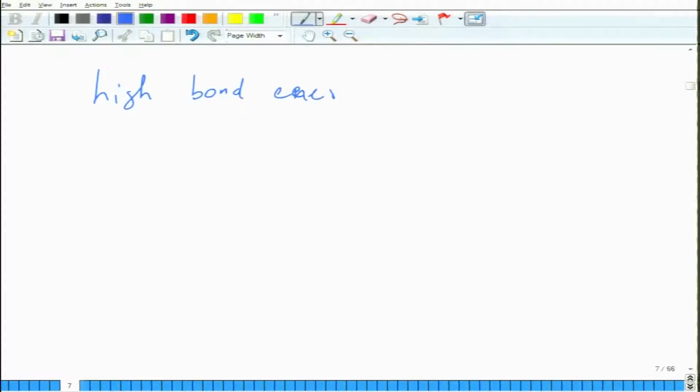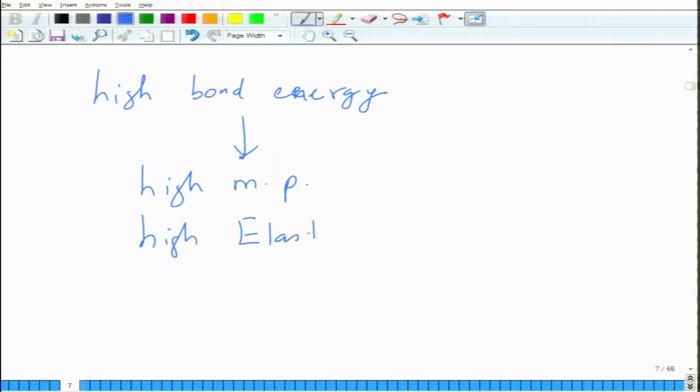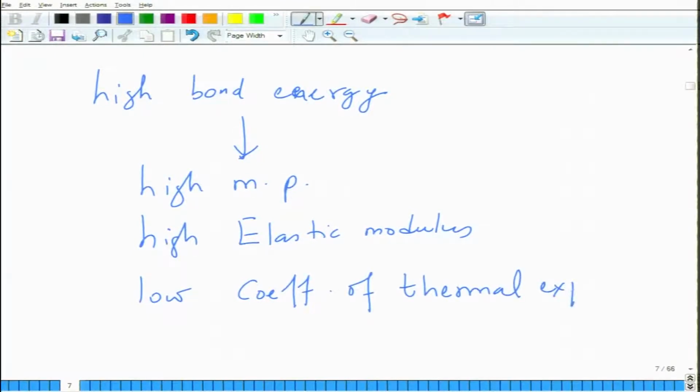So basically I would say here high bond energy implies, in this case, high melting point, high elastic modulus, low coefficient of thermal expansion, and most ionic solids as a result have these characteristics.